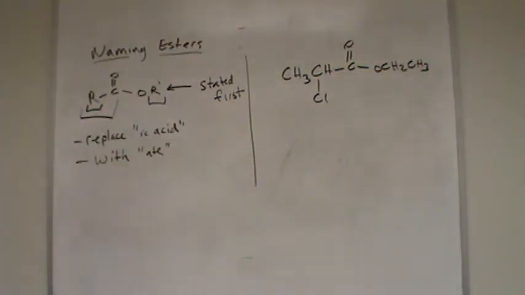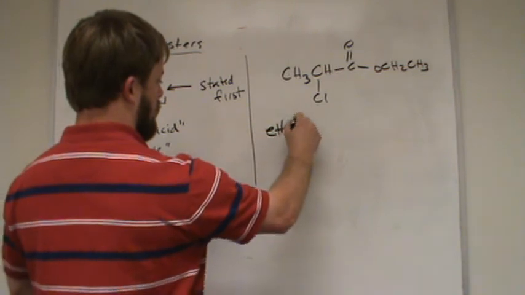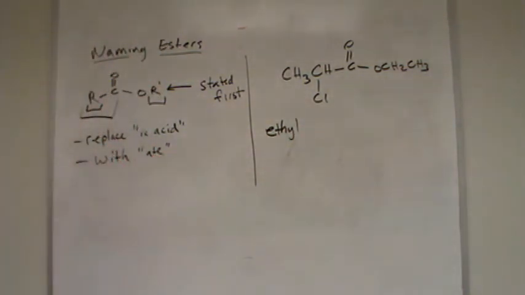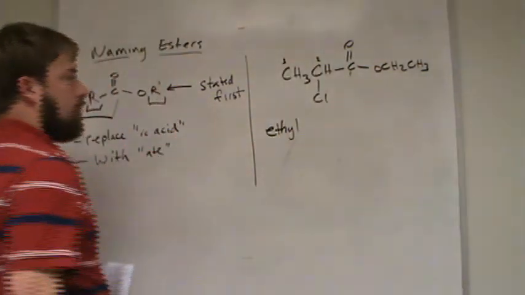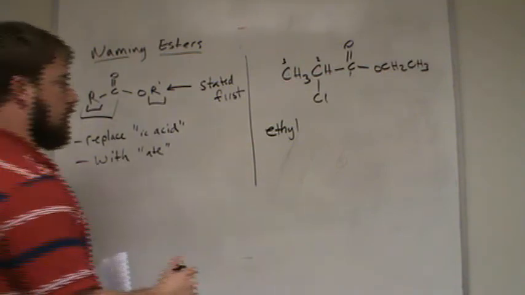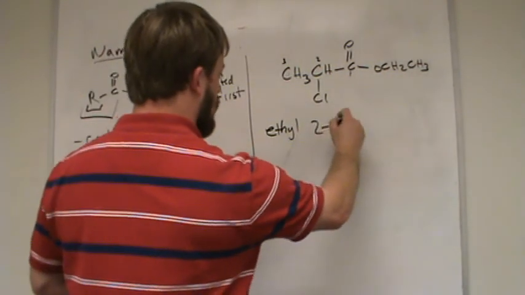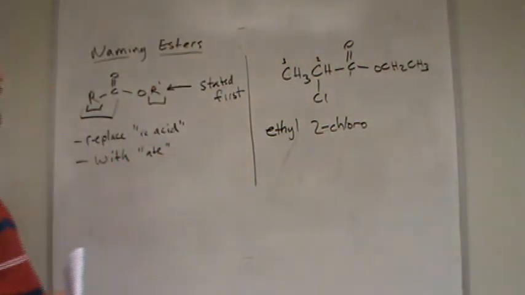Okay. So what's attached to the carboxyl oxygen is ethyl. Our acid portion has 3 carbons. Number 1, number 2, number 3. We've got a chloro at the 2 position, so ethyl 2-chloro propanoate.